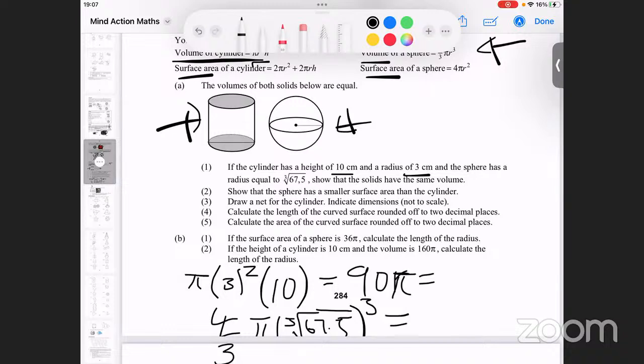Ma'am, can I see the answer? Ma'am, I got 90 pi. 90 pi. So now that we have the volume formula, we can give a final statement. They said show that the solids have the same volume. Did you also get the same answer? 90 pi. Yes, ma'am. Okay, cool. Now we need to give the final statement, because they didn't ask us to calculate the volumes. They just wanted us to show. Well, now what's going to be our final statement?